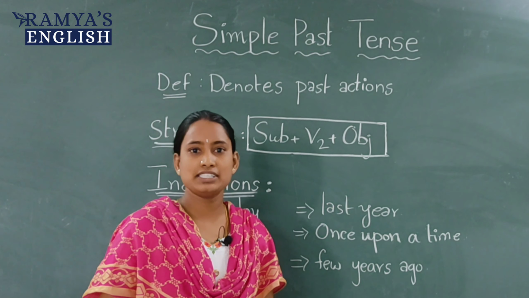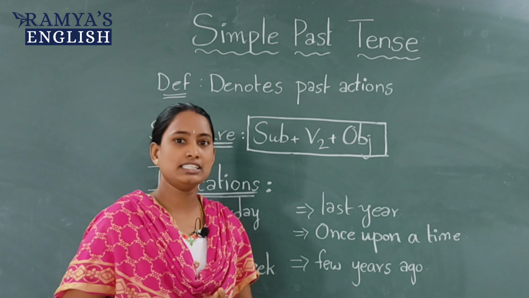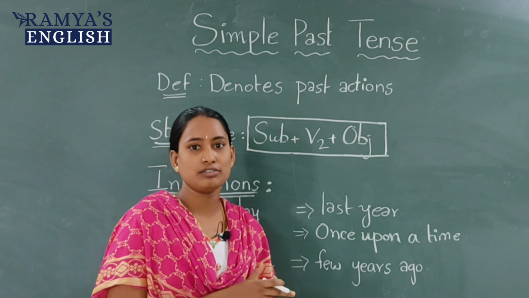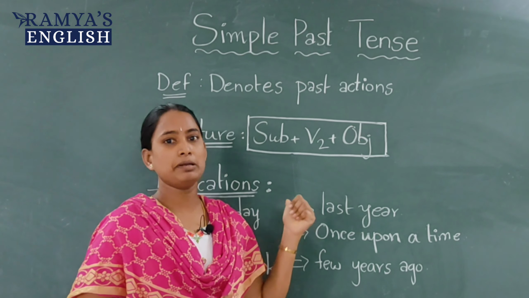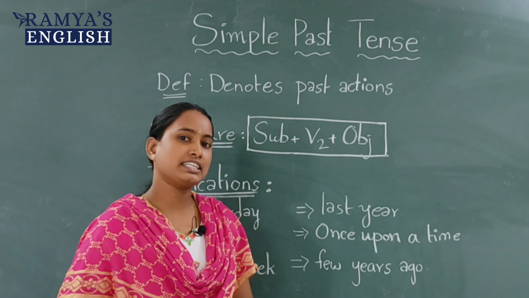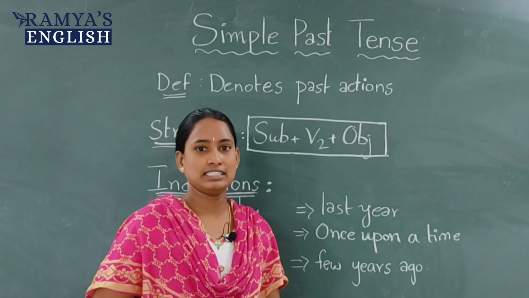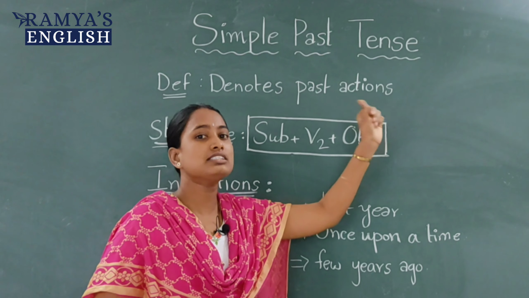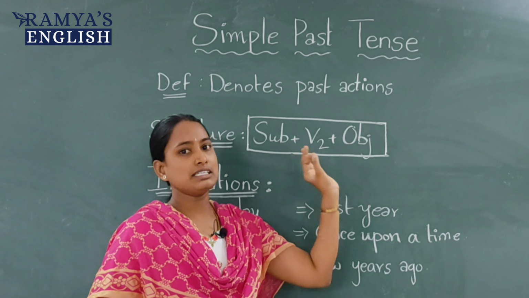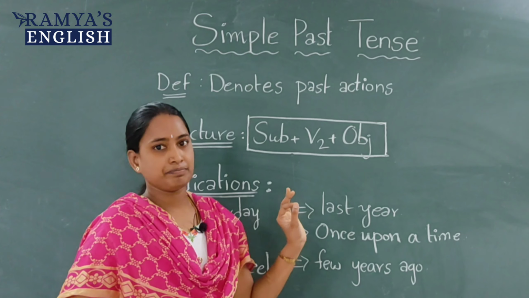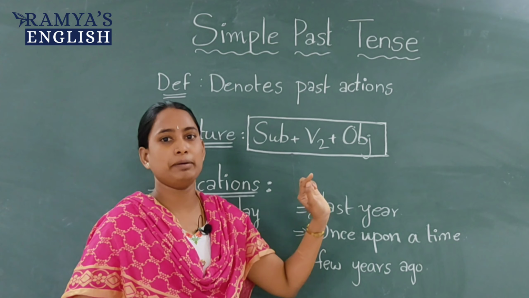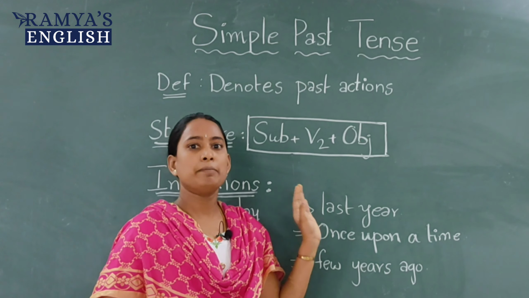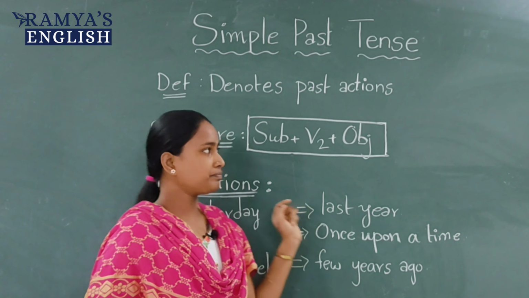But already we have seen in present perfect tense, it also denotes the actions which are completed just now. Then what is the difference between simple past tense and present perfect tense? The one difference is simple past tense is used for actions which are completed at a particular point of time. So that point we should remember. But if we don't know the exact time, we can use present perfect tense.